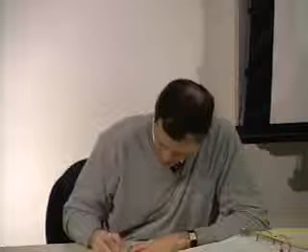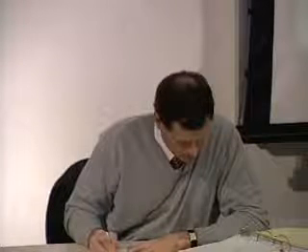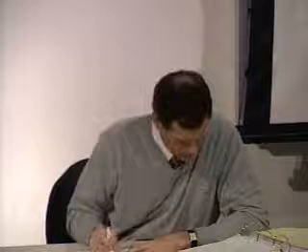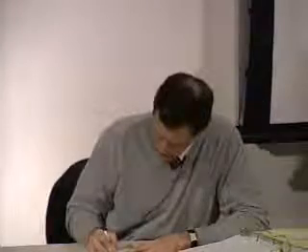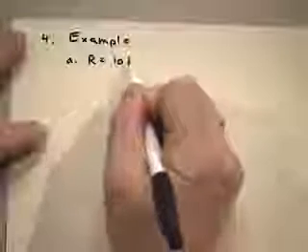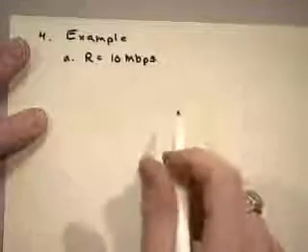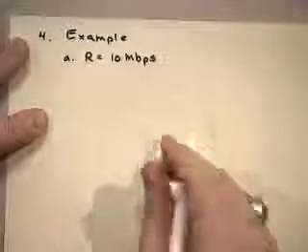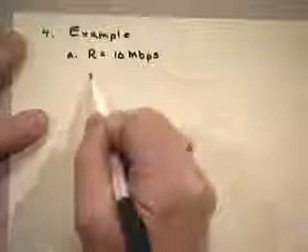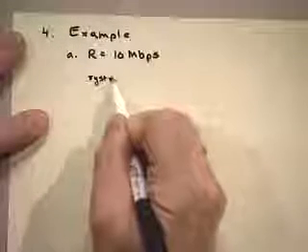Now let's give an example of how and why this can be used and why it should be fair. The example is going to be a system that has a data rate of 10 megabits per second. So R is equal to 10 megabits per second. And we're going to have two systems that achieve this 10 megabits per second.